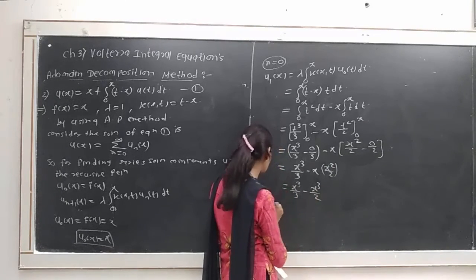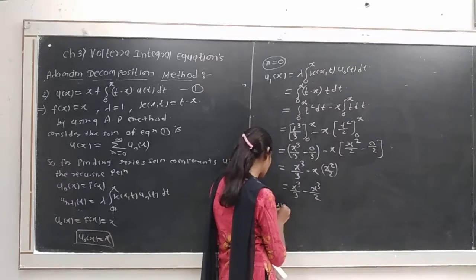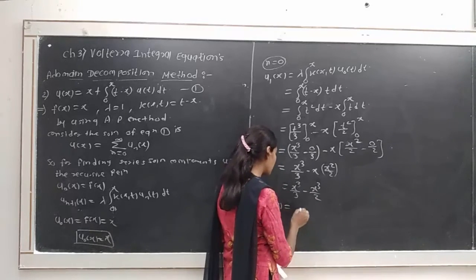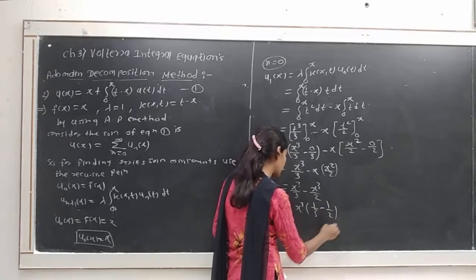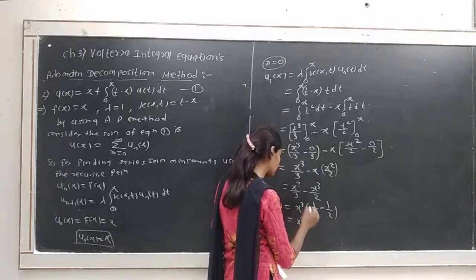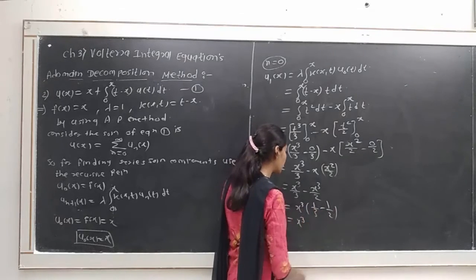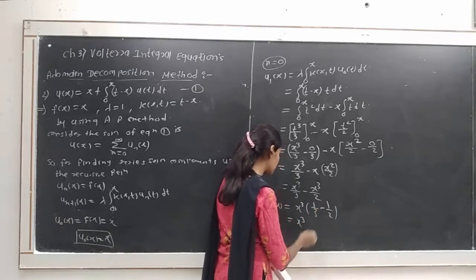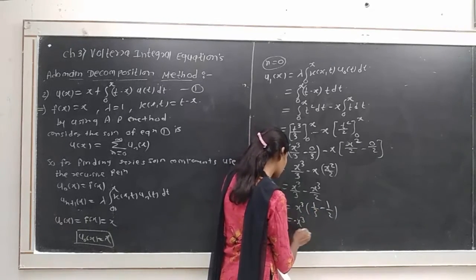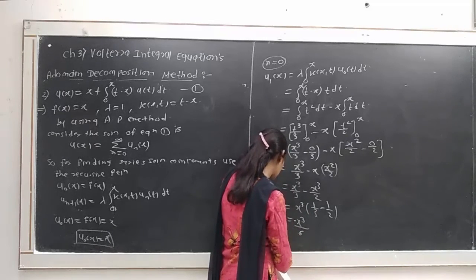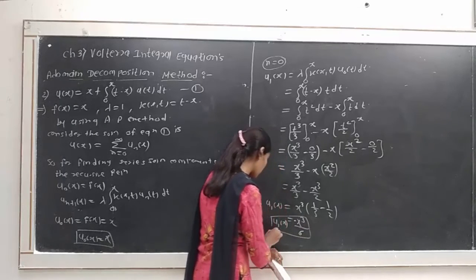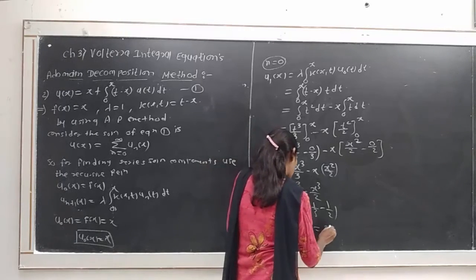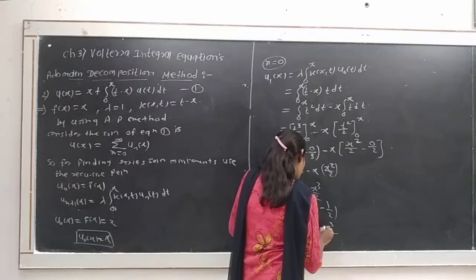So by simplifying this we get u1 of x is equal to x cubed times the bracket 1 by 3 minus 1 by 2. Okay, so by cross multiplication we get 2 minus 3 divided by 6, that is minus x cubed divided by 6, which is u1 of x. Or we can write this as minus x cubed divided by 3 factorial.